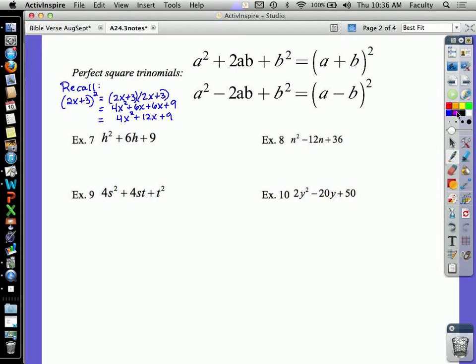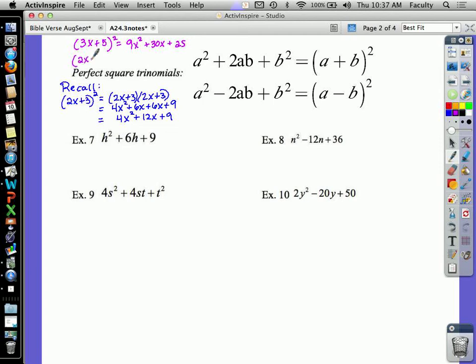So watch this. If I have 3x plus 5, the quantity squared, watch how I can do this with no work. That's 3x being squared. You take 3x times 5, which is 15x, and double it. That's 30x, and then 5 squared. You see that? Let's do one more.